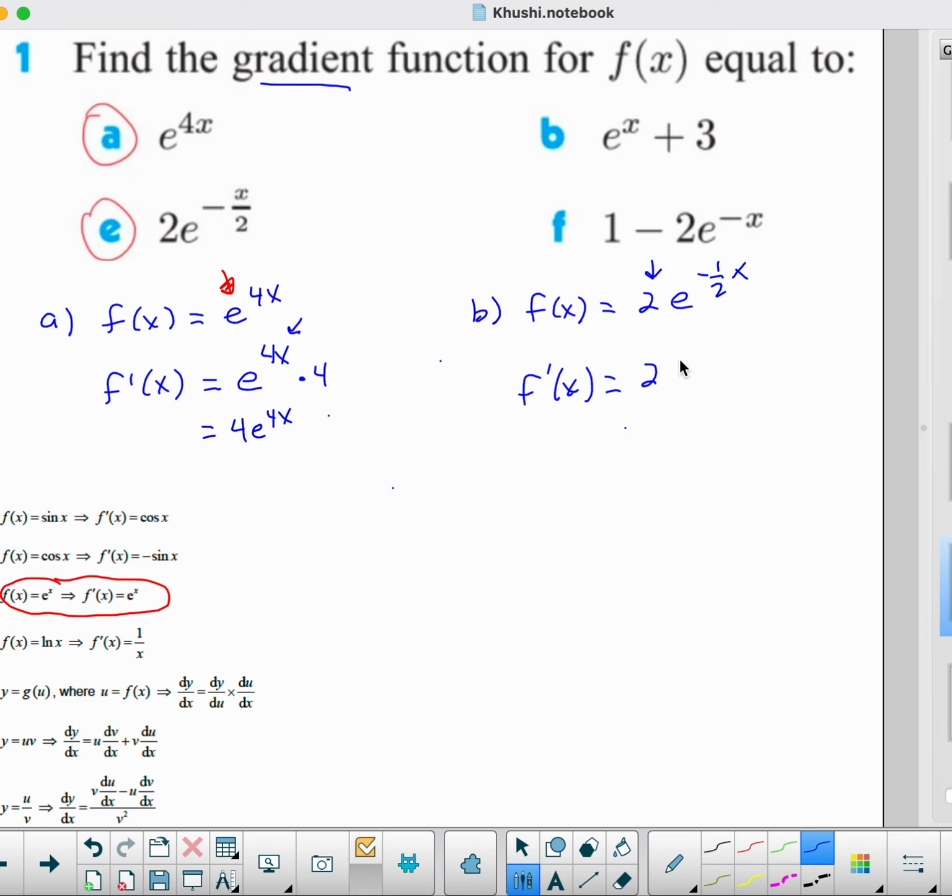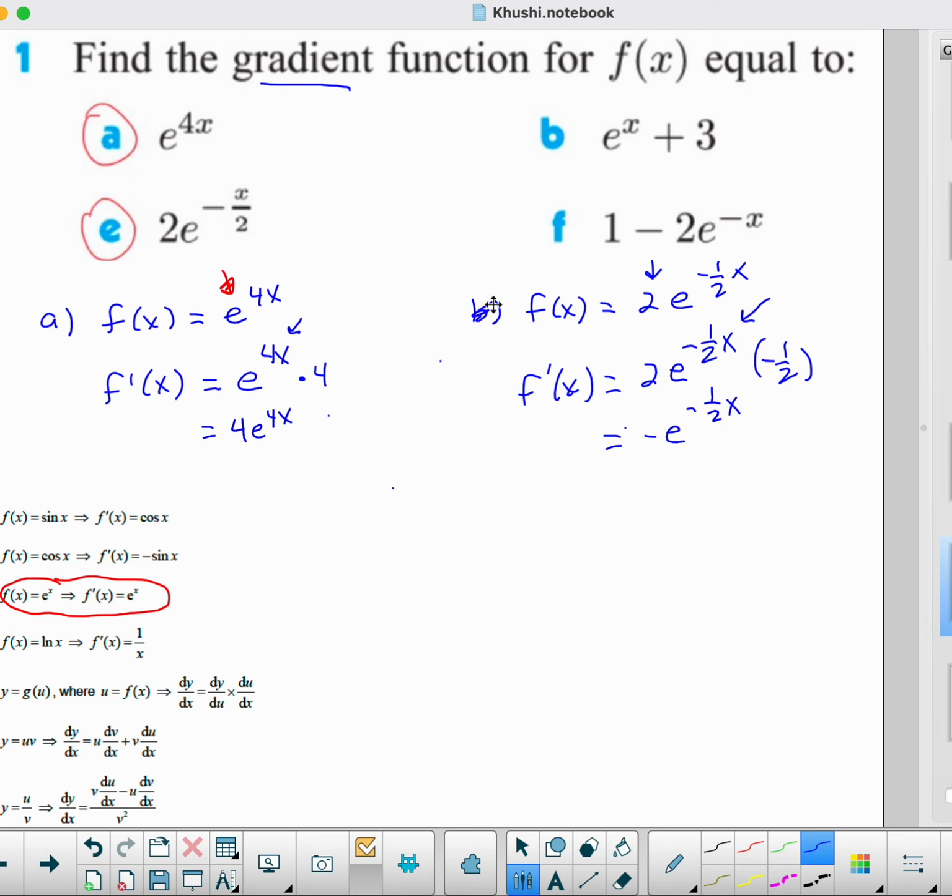It's just waiting, times the derivative of e to the negative 1/2 x, which is e to the negative 1/2 x, because e is the outside function, multiplied by the derivative of the inside function, which is negative 1/2 x. So that would be times negative 1/2. I clean that up. 2 times negative 1/2 is negative 1. The final answer is negative e to the negative 1/2 x. Done, done, done. That was B.